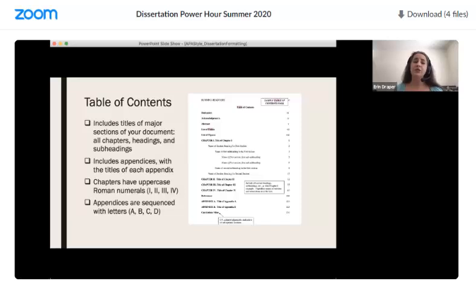Your chapters use uppercase Roman numerals. So we have Roman numerals in all sorts of different places here. So uppercase ones, I, V, VI if you have a 6-chapter dissertation, which most people don't, but it happens. And then appendices will be sequenced using letters, starting with A, so A, B, C, D, etc.